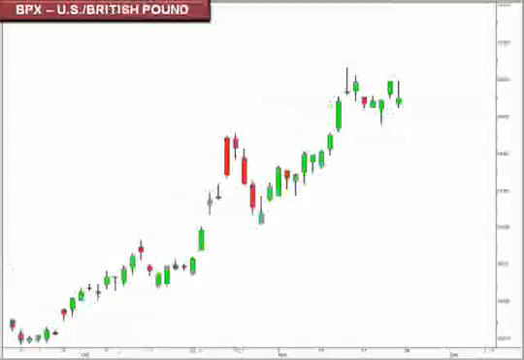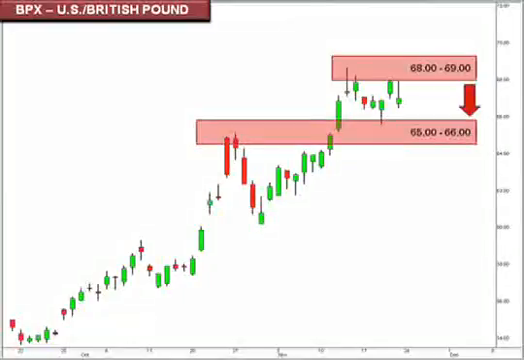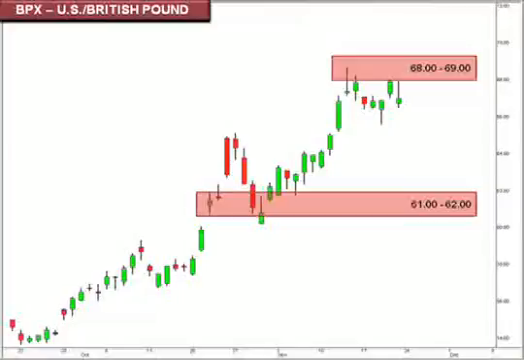Well, after almost a two-week parabolic move to the upside, the BPX, the US versus the British pound, seems to be meeting with some resistance at the 68 to 69 focal zone. At this point, it would be natural for the pair value to seek some support, the first level to be tested likely back into the 65 to 66 area. Any further weakening would likely see the BPX pair value retreat back into that 61 to 62 box.